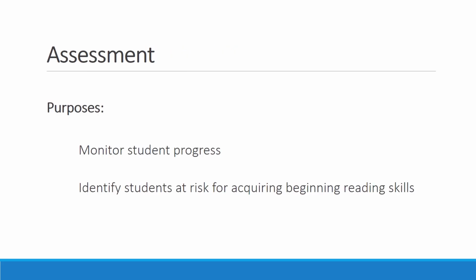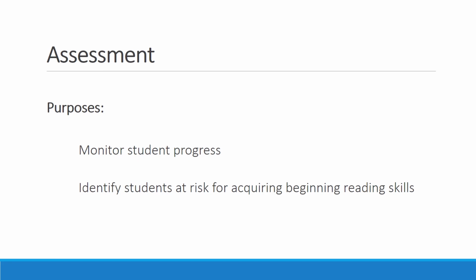Research mentioned at the beginning of this presentation indicated that phonemic awareness activities should be conducted at a level close to where students are. So this requires assessment to figure out where students are and what they still need to work on. Assessments should be used to monitor student progress and to identify students who are at risk for acquiring beginning reading skills.